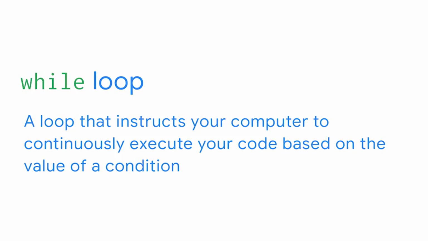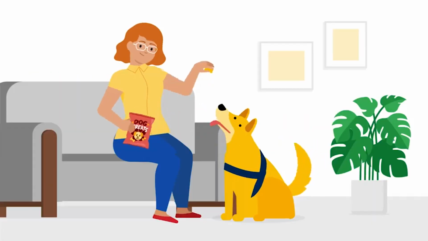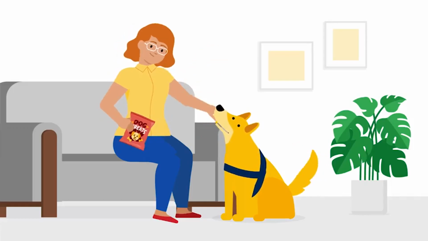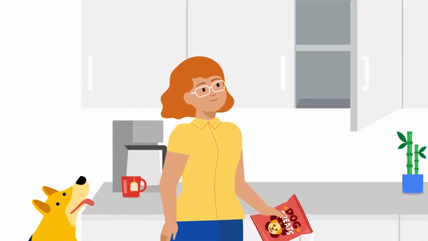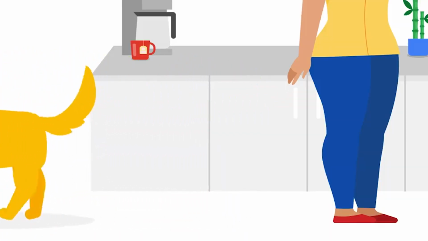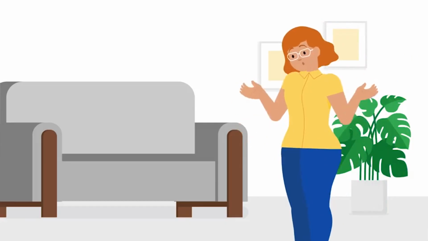A while loop is a loop that instructs your computer to continuously execute your code based on the value of a condition. Magali and Fido are here to help me explain. Notice that Fido is eating treats while the treat bag is in Magali's lap. Fido stays until Magali puts the treat bag away. Then Fido leaves. This is a while statement in action. While Magali has the treats, Fido is there. Once the condition of Magali holding the treat bag is no longer met, Fido exits. After all, there are no more treats.